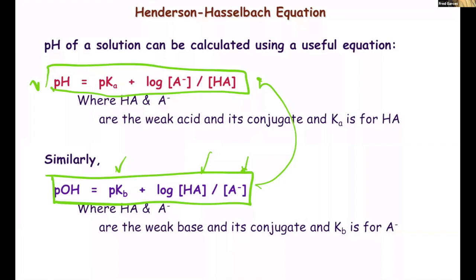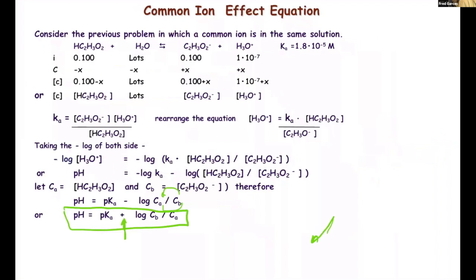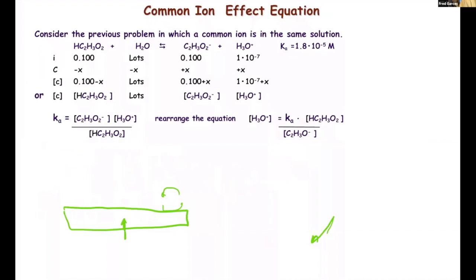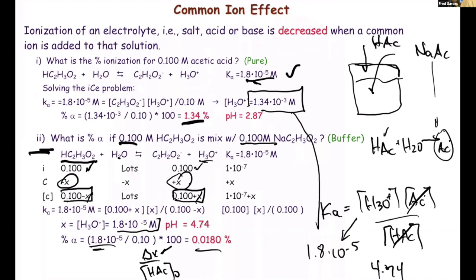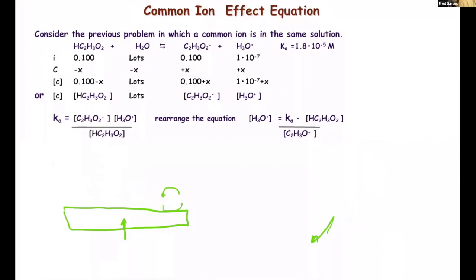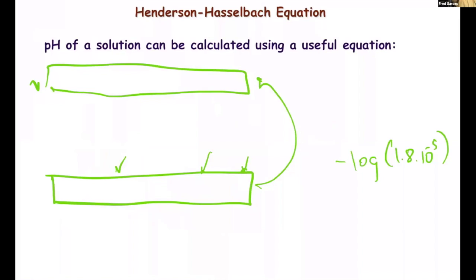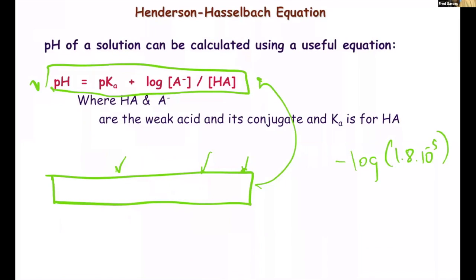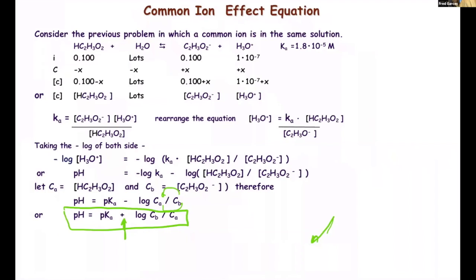The pKa is not 1.8 times 10 to the minus 5. It's the negative log of 1.8 times 10 to the minus 5, which I believe is, let me just see, I believe it's 4.74. That is right here, 4.74. So the pKa here is 4.74. And then you have to calculate this based on the concentrations of the acid and base.